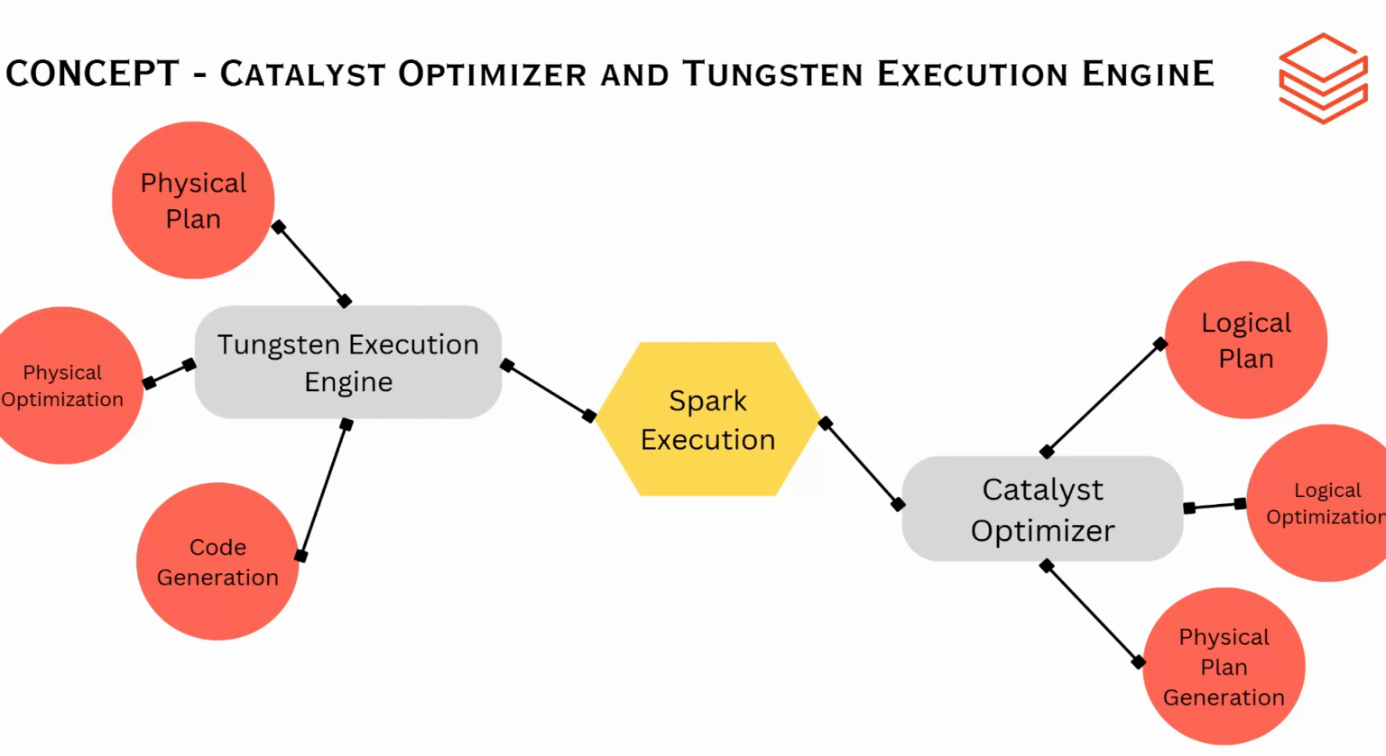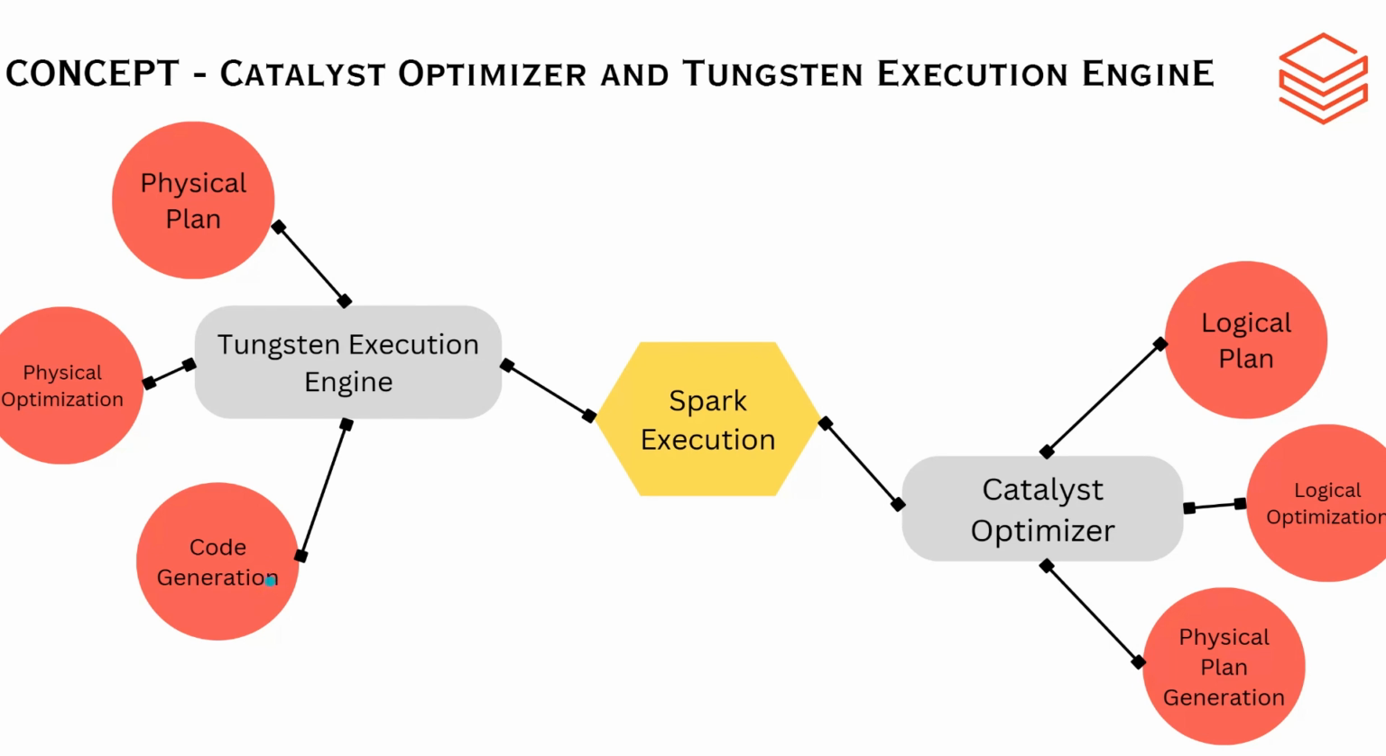So if we see the overall process, the first step is when the query is submitted, Spark first translates it into a logical plan. Then the Catalyst Optimizer applies various logical transformations and optimizations on this plan. And once these logical optimizations are applied, the physical plan gets generated. Then the Tungsten execution engine takes over for low level optimizations like memory management and code generation. And finally, the query is executed using the optimized physical plan.